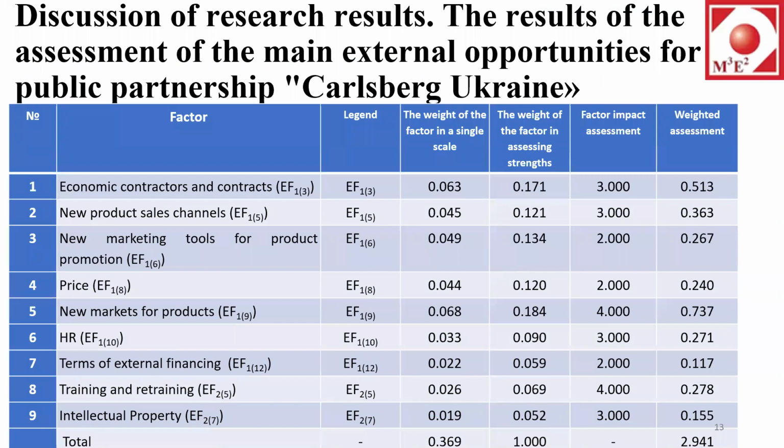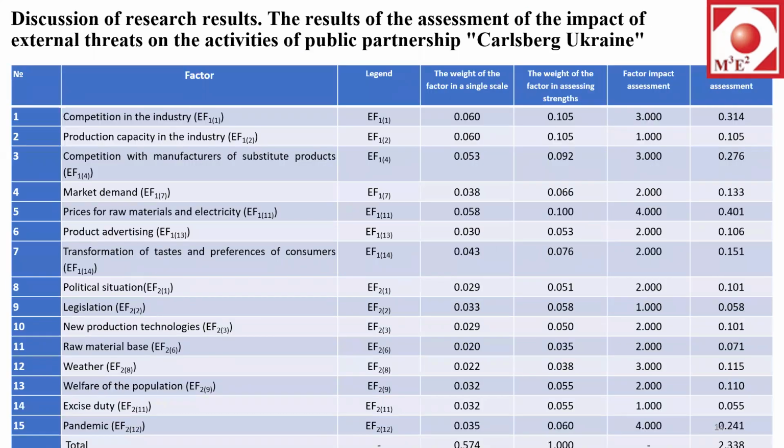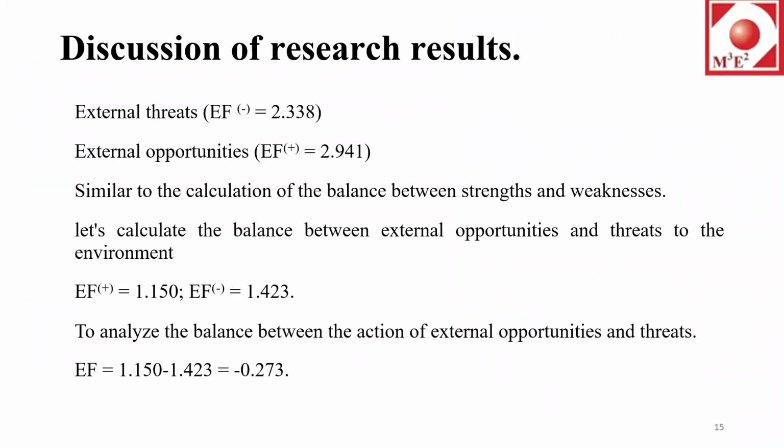Then at slides 13 as well as 14, we analyze the results of strengths and weaknesses of public partnership Carlsberg Ukraine. It's shown in detail on the slides. The result of the calculations allows us to state that the influence of strengths on the internal subsystem of public partnership Carlsberg Ukraine is moderate, and the influence of weaknesses is insignificant. It's now necessary to assess the balance between strengths and weaknesses.